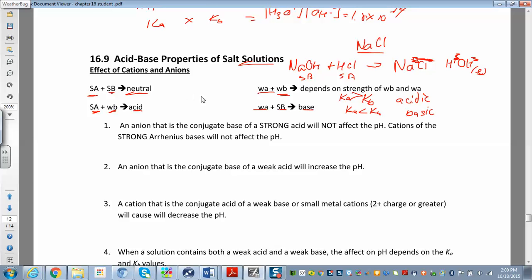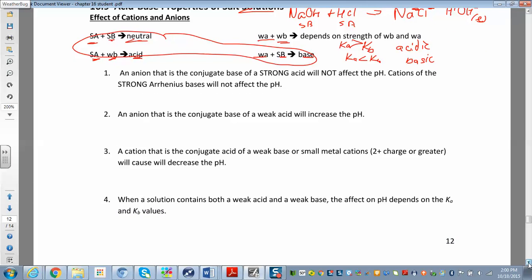So we're going to focus mostly on these three groups. Those are the ones I usually test you on. So you have to know your strong acids. You have to know your strong bases. This is pretty much impossible to do unless you have those already memorized. So make sure you go back and look at those in the beginning of the chapter, your strong acids and your strong bases. All right, so let's do a few examples here.